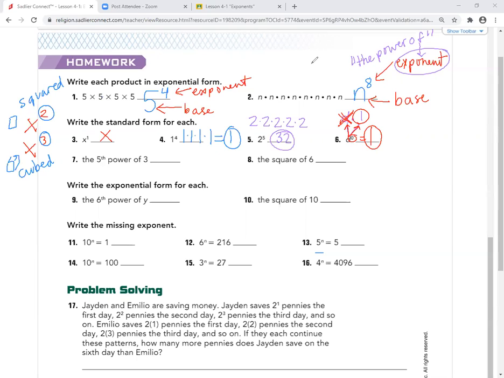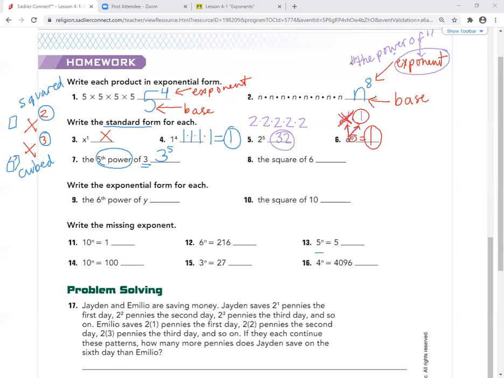Okay, moving on here to number 7. The 5th power of 3. So which one is the base and which one is the exponent? Remember that the word power refers to the exponent value. So for number 7, which one is connected with the word power? The 5 or the 3? The 5. The 5th power of what base? 3. So let's write it. 3 with a tiny 5. This is exponential form.